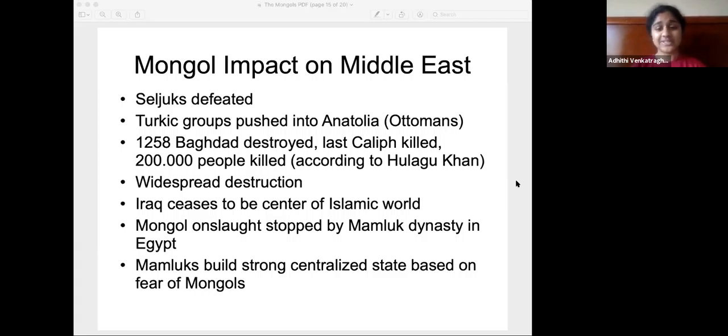In 1258, Baghdad was destroyed, the last caliph was killed, and 200,000 people were killed, according to Halabi Khan. This also included widespread destruction, and Iraq ceased to be the center of the Islamic world. And the Mongol onslaught was stopped by the Mamluk dynasty in Egypt, who built a strong centralized state based entirely on a fear of Mongols.